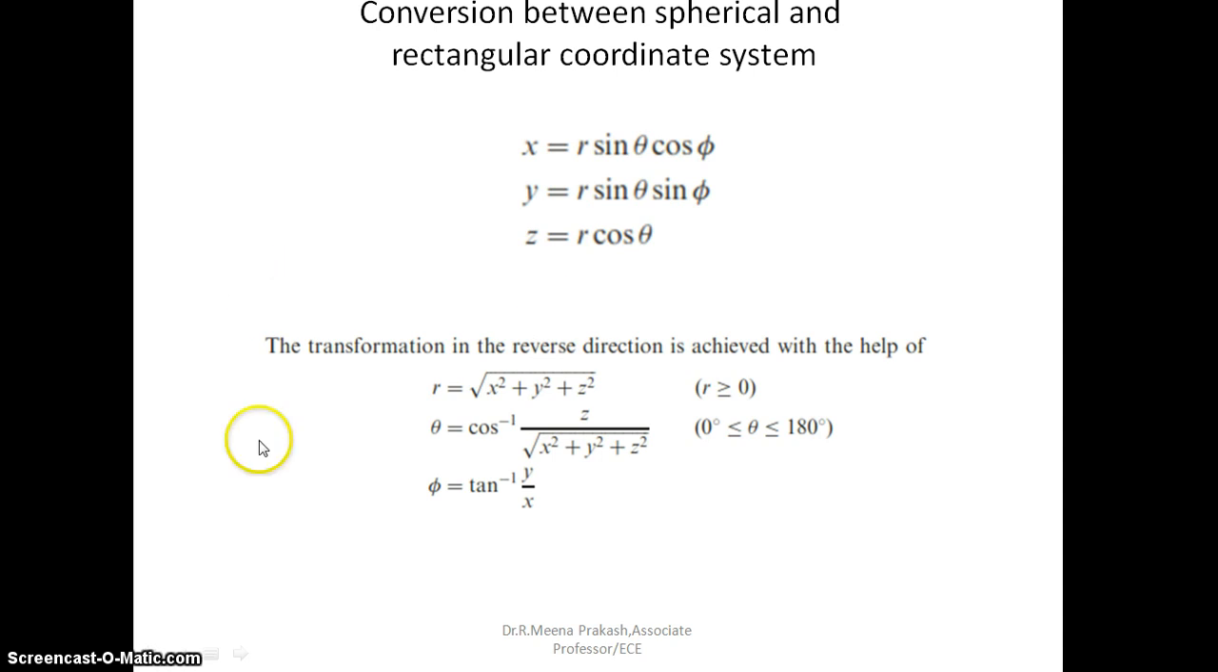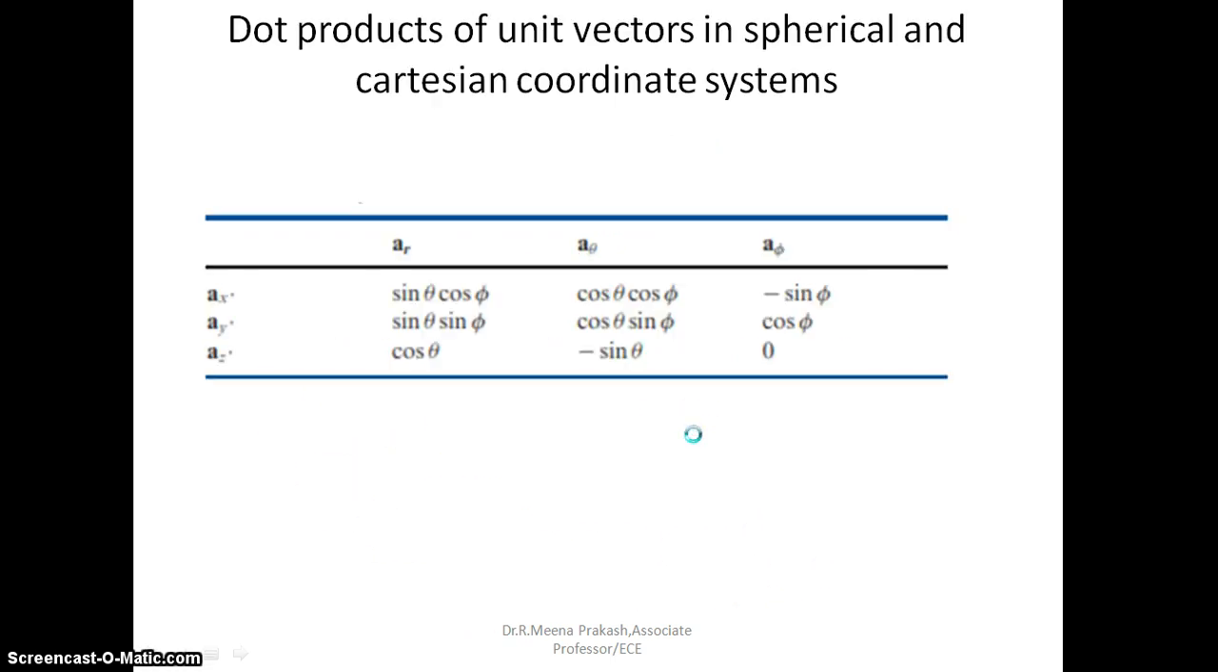The transformation in the reverse direction: r equal to root of x square plus y square plus z square, theta equal to cos inverse of z by root of x square plus y square plus z square, and phi equal to tan inverse of y by x. Remember, the angle theta lies between 0 and 180 degrees, whereas the angle phi varies between 0 and 360 degrees.